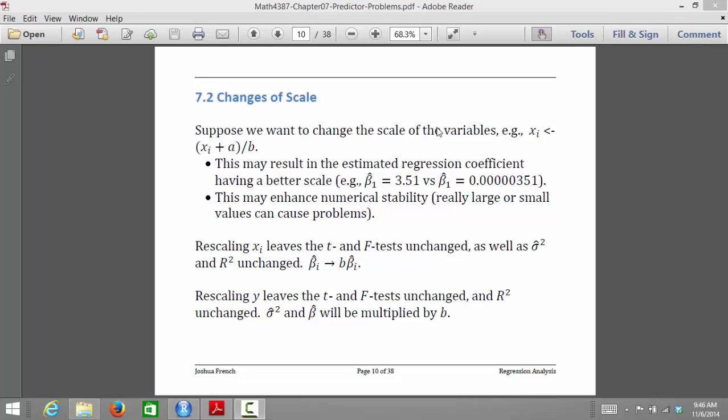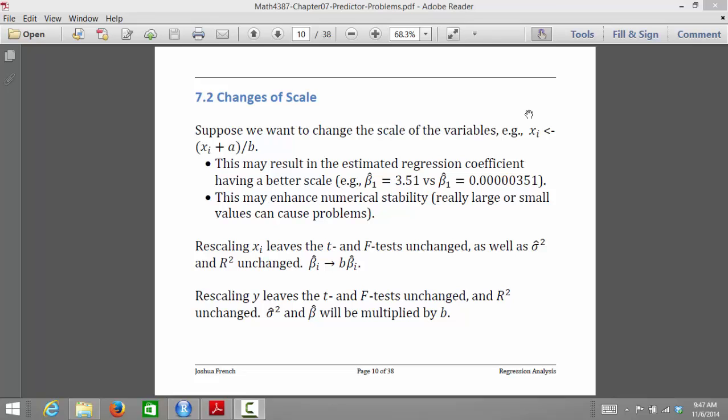The next issue we'll be talking about in relation to predictor variables is changes of scale. Really, I wouldn't classify this as a problem, but there are times when we decide that we want to change the scale of our predictor variable. In other words, we take our original predictor variable, add a number, and divide by something else to get a new variable, xi. There are some reasons that we might want to do this.